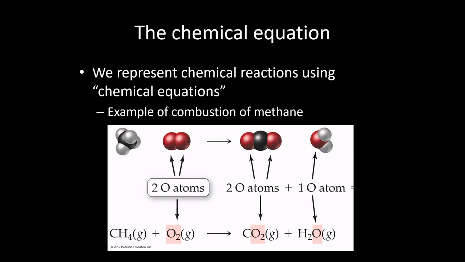Welcome back. Let's talk about the chemical equation. So a chemical equation is what we are going to use to represent a chemical reaction that is taking place. We have an example shown here of the combustion of methane. So methane reacts with oxygen gas to form CO2 and water.